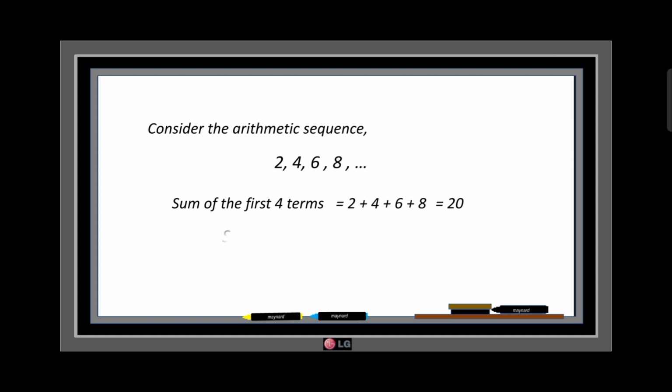But what if kung ang pahanap sa atin na sum is the first 40 terms? So, hindi naman siya nakalista lahat. So, we need some formulas para madali natin siyang makuha. Okay, so let me show you now the basic concept.